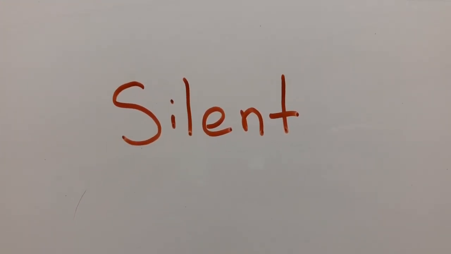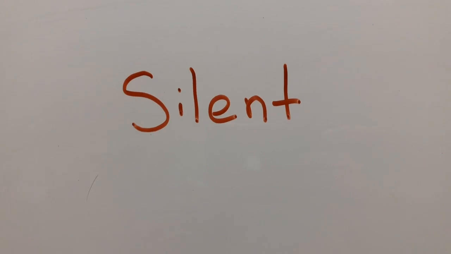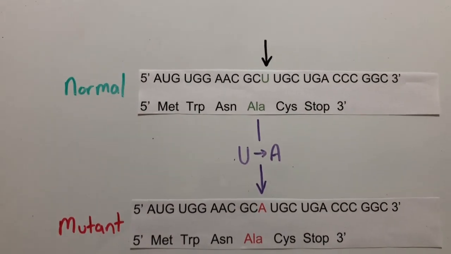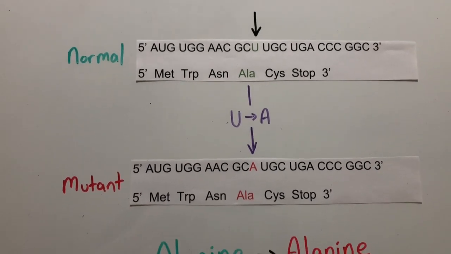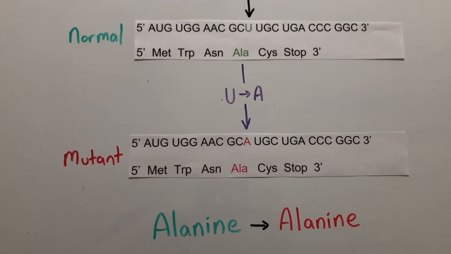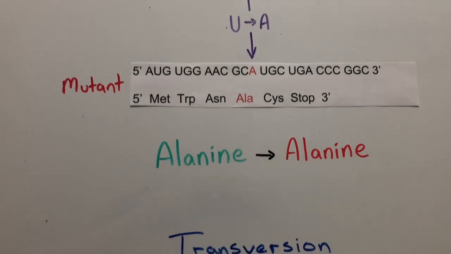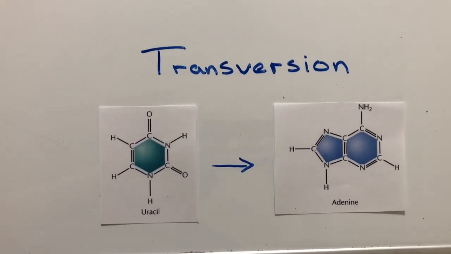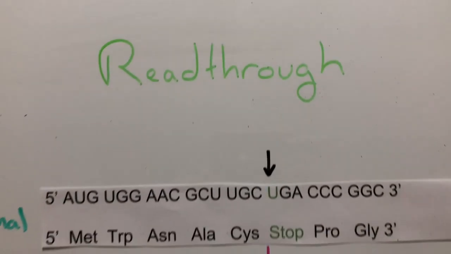A nucleotide is changed, but the codon product is not. It is known as a silent mutation. In this example, a uracil is changed to an adenine, but the codon still makes an alanine. It is also an example of a transversion, since the uracil is a pyrimidine that is swapped out for the purine adenine. The last point mutation is the readthrough.